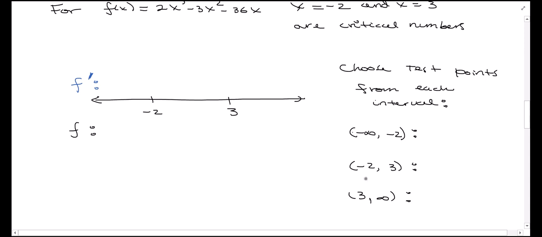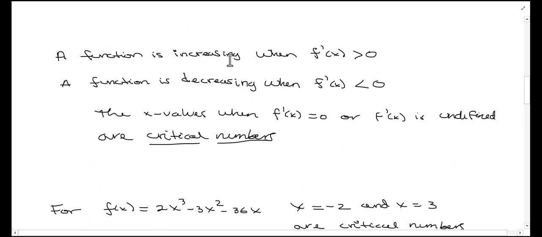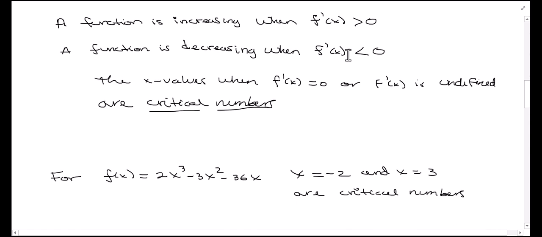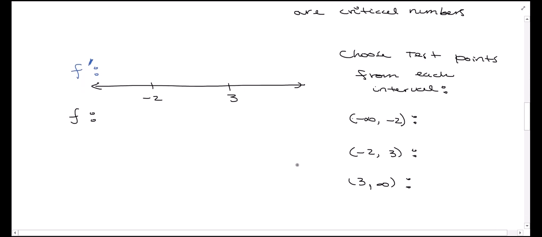And what are we testing? Well, as we set up here, a function is increasing when the derivative is positive. So if the derivative is positive, we can say the function is increasing. If the derivative is negative, we can say the function is decreasing. So when we pick a test point, we're going to plug it into the derivative. So let's remember, what was our derivative? f prime, after we had simplified it, was 6 times (x minus 3) times (x plus 2). So that was our derivative.